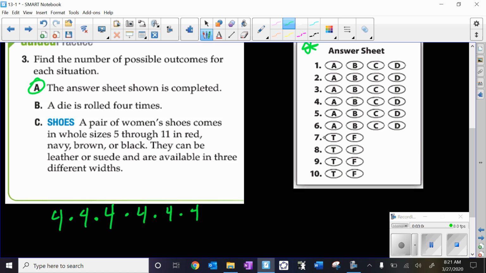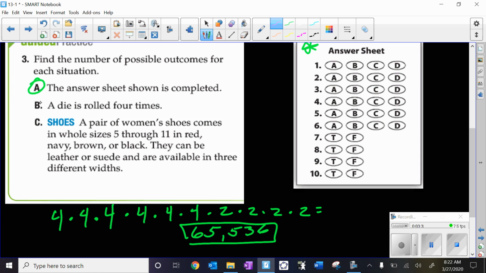Then for questions 7, 8, 9, and 10, each one of them has 2 options. So for question 7, we would say we have 2 outcomes for that. For question 8, we have 2 outcomes. Question 9, we have 2 outcomes. And question 10, we have 2 outcomes. Your total possible outcomes come from multiplying all these numbers together. And when you do that, you're going to get 65,536. That would be for letter A.